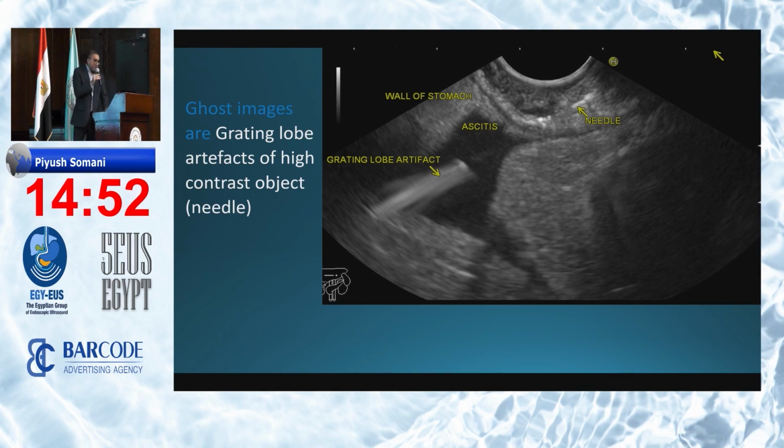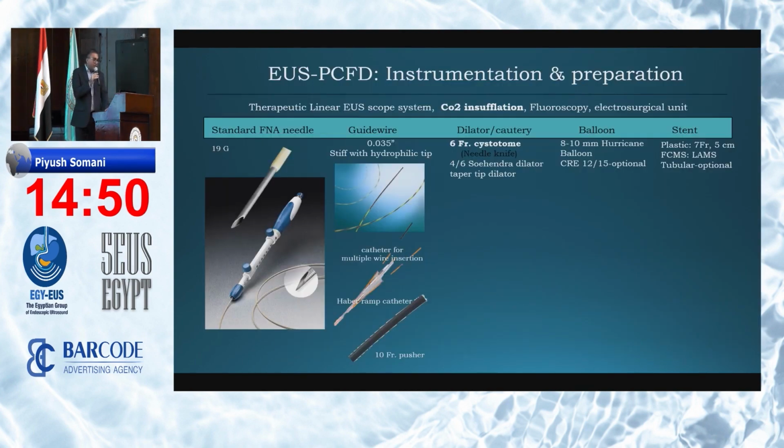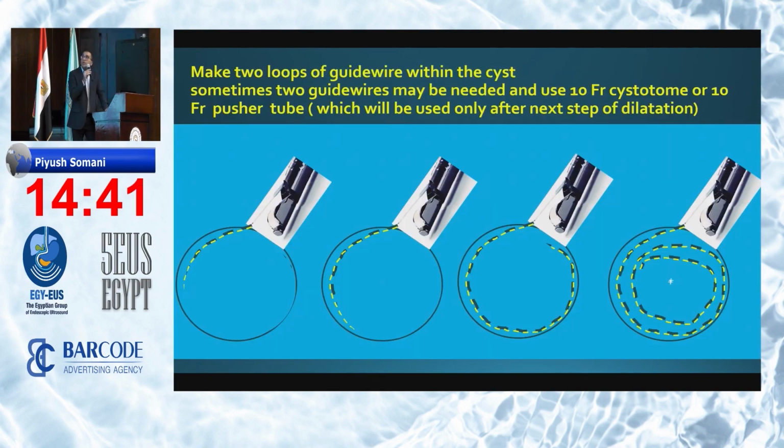So we need to understand these artifacts which we'll see commonly. After the needle puncture, the second step is to put the guide wire. Usually we use a 035 guide wire with hydrophilic tip. Make 2 loops of guide wire within the cyst.